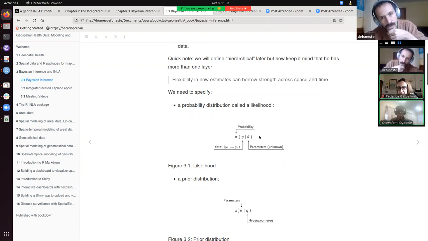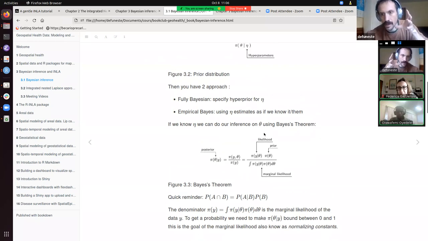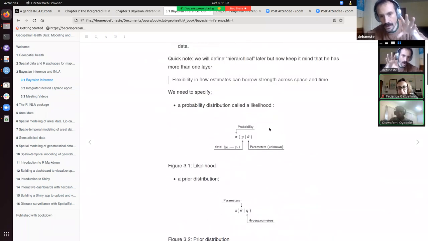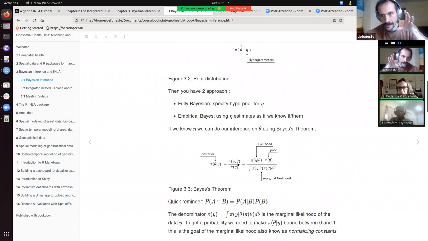So, maybe I should show you that. What we will build is the probability of some parameters that we are trying to get, knowing the data, and this will use Bayes' theorem. I will go slowly into that, but the final result is always that.